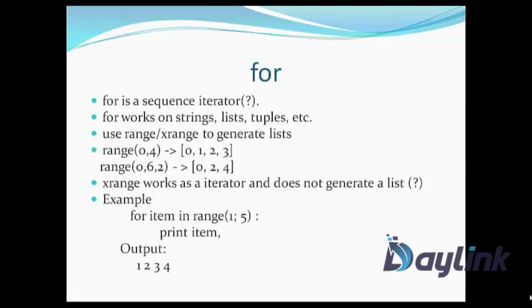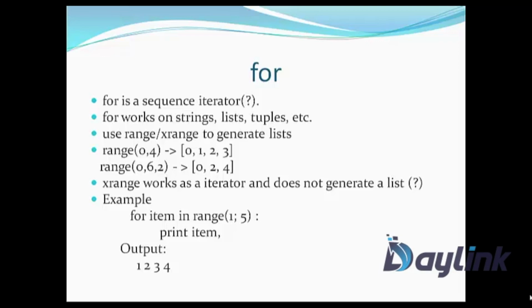Now we see the for loop. For is a sequence iterator. For works on string, list, tuples, and many more. Use range or xrange to generate a list. Range 0 to 4 means 0, 1, 2, and 3. Range 0, 6, and 2 means in between 0 to 6, increment by 2. So 0, 2, and 4.